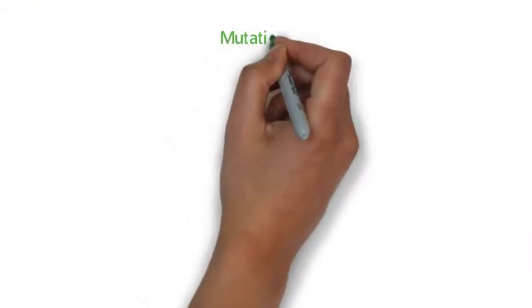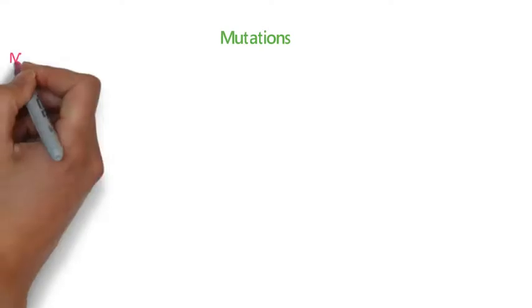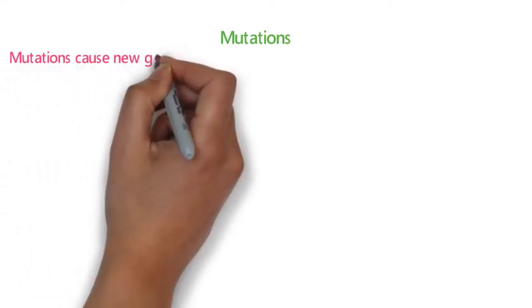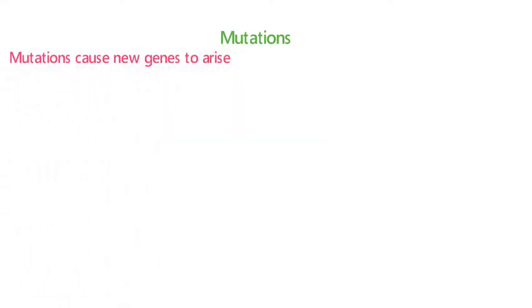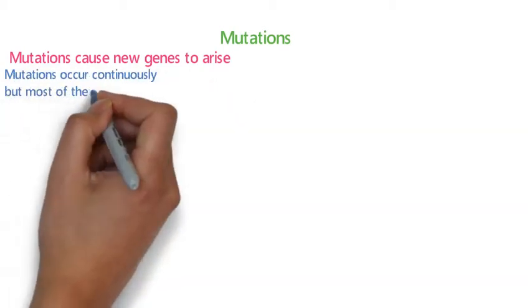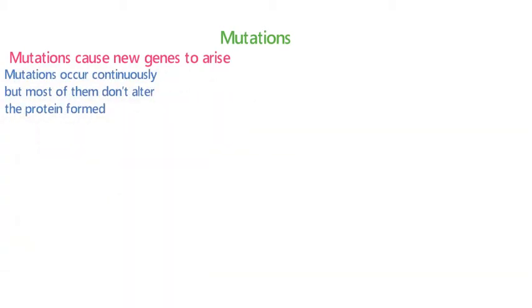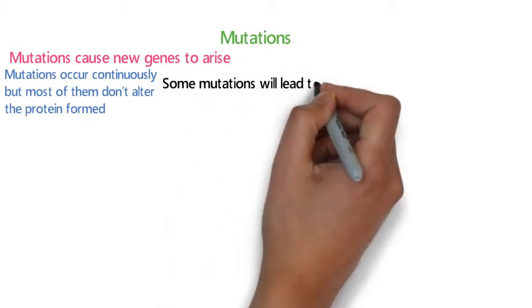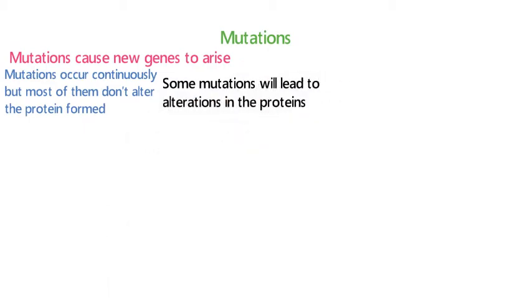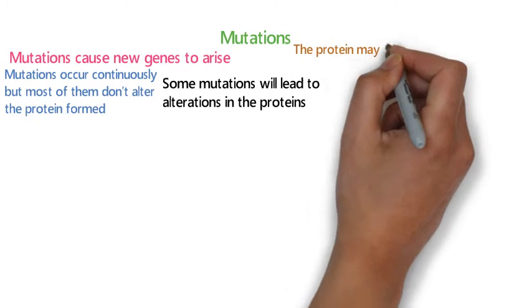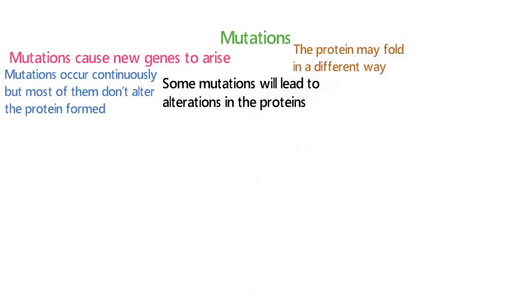Mutations can cause new genes to arise. Mutations often appear small, such as one base in the sequence being altered, but this can actually change the whole functioning of a gene. Mutations occur continuously, however, and most of them don't actually alter the protein formed, or if they do, they only slightly change it, and so this means it will have the same function.